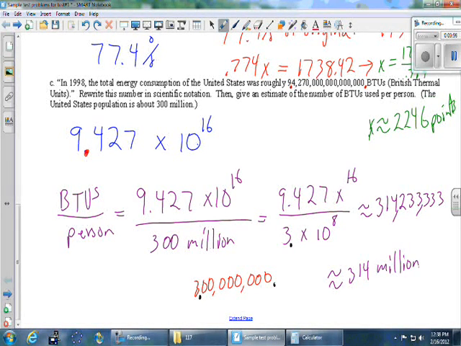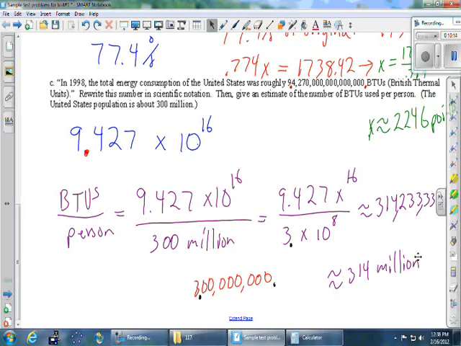It doesn't specify what you should round to. I'll be really clear on the test where you should round your final answer. Okay, so about 314 million BTUs used per person per year here in the US.